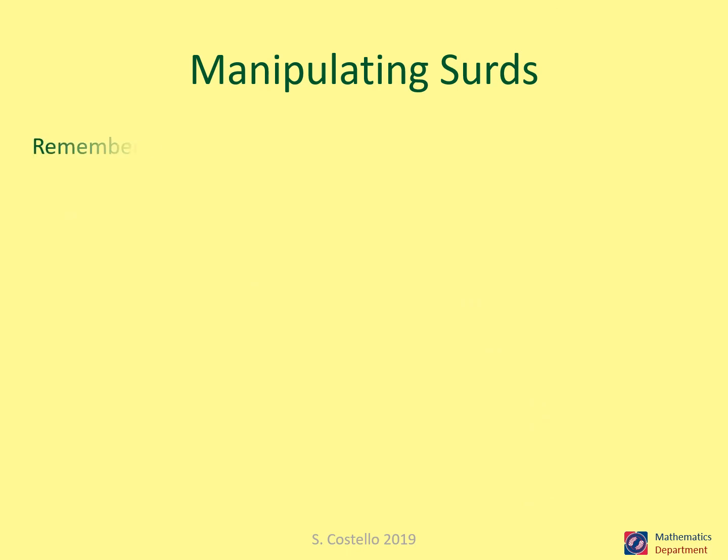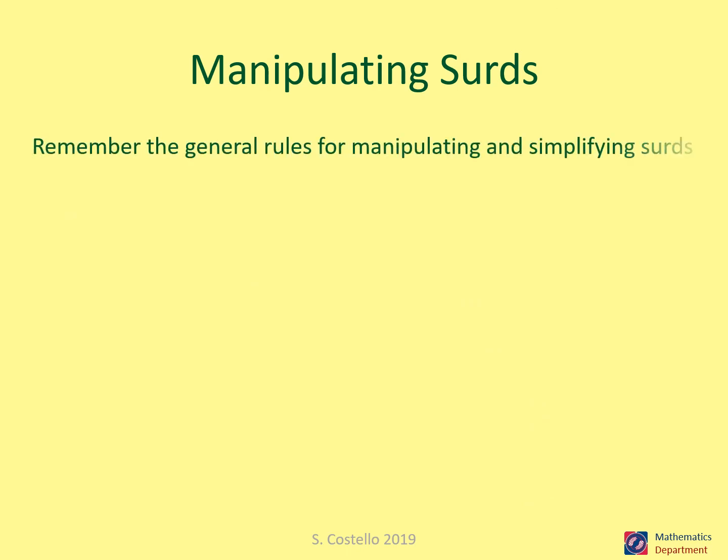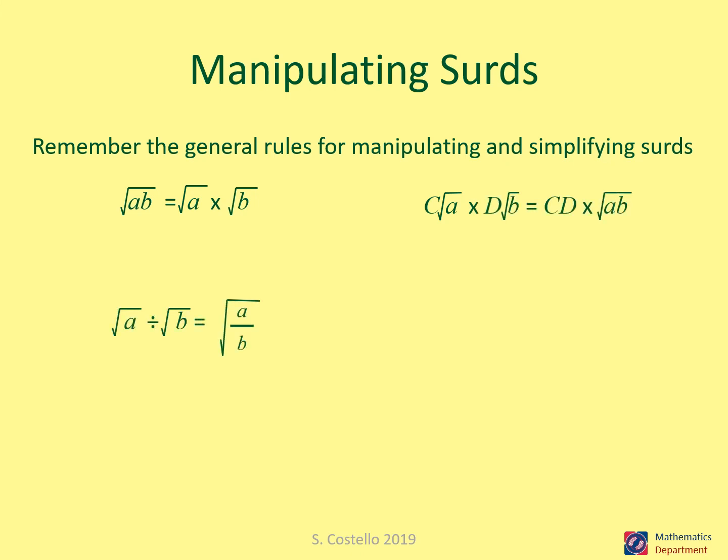So manipulating surds. Remember the general rules for manipulating and simplifying surds. So root AB is root A times root B. C root A times D root B is CD times root AB. And for dividing them, root A divided by root B is root A over B, and likewise for the other ones.